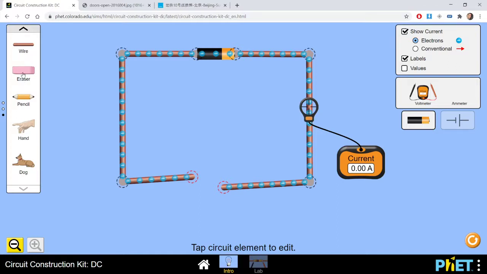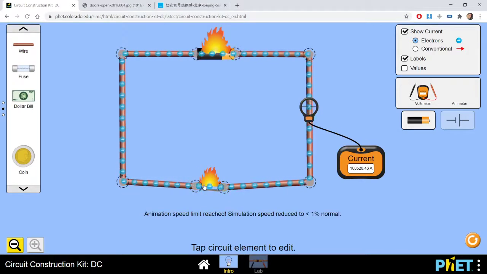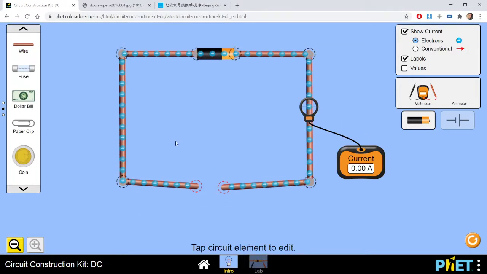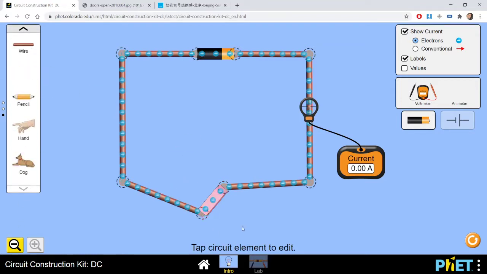So have a little look, have a little play with some of the other objects, and have a think about what do the things that let the circuit work, like the paperclip, what do they have in common? The things that make the circuit not work, like the eraser, what do they have in common? See if you can figure out what the link is there. Okay?